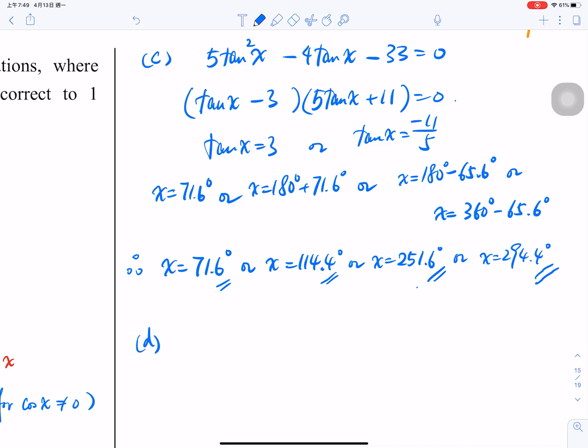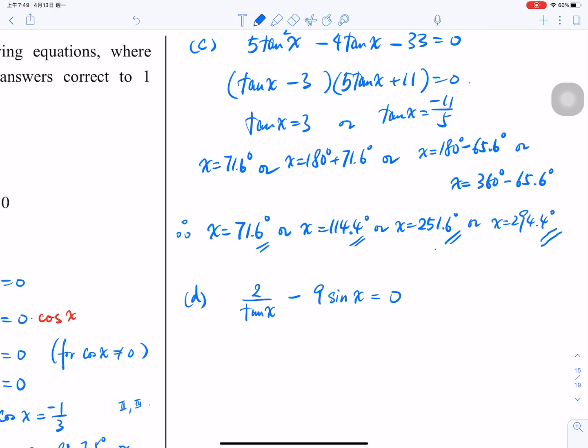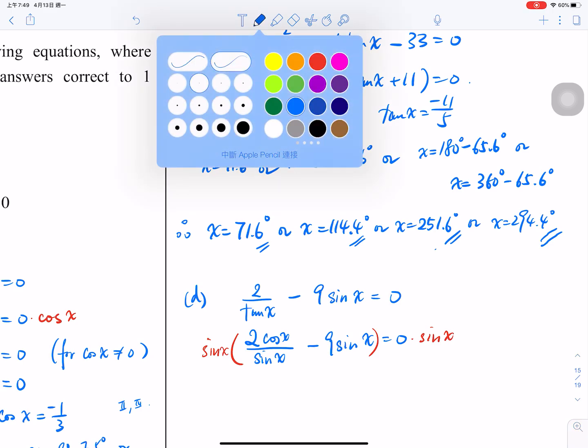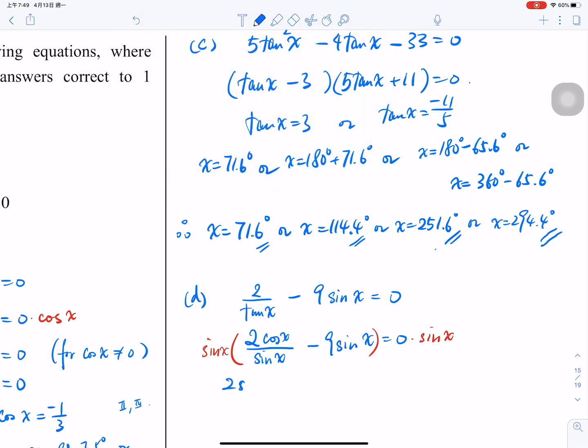Part D. 2 over tangent x minus 9 times sine x equals 0. Again, this one, rewrite it. This one, 2 cosine x over sine x minus 9 sine x equals 0. Again, multiply both sides by sine x, right? So you get that 2 cosine x minus 9 sine square x equals 0.